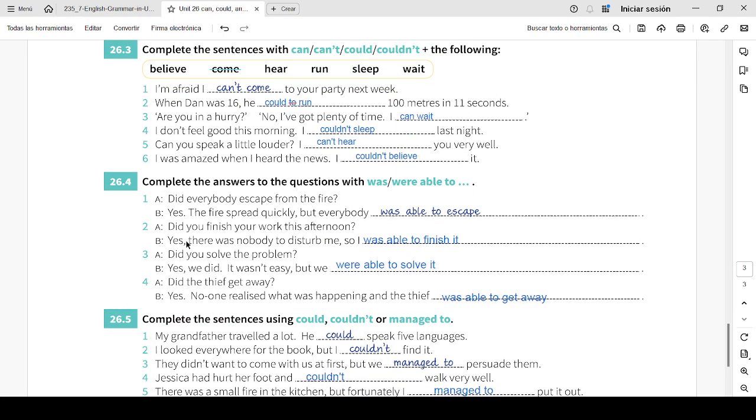Complete the answer to the question with was and were able to. For example, did everybody escape from the fire? Yes, the fire spread quickly, but everybody was able to escape. Right? Next one.